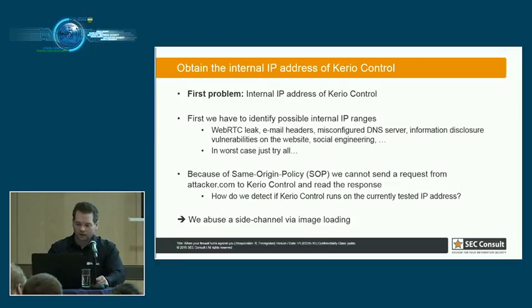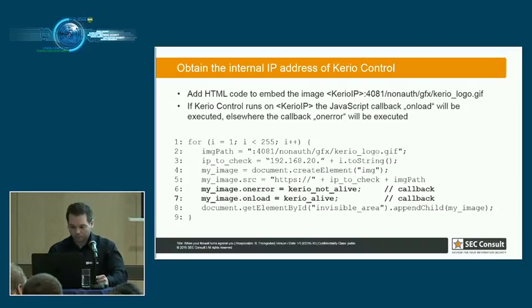And I'm using here the side channel of loading images. So what I'm doing is, I try to load the Carrier Control logo from all possible IP addresses. If the image can be loaded, I know that on this system, Carrier Control must be running. That means the onload JavaScript callback will be executed.